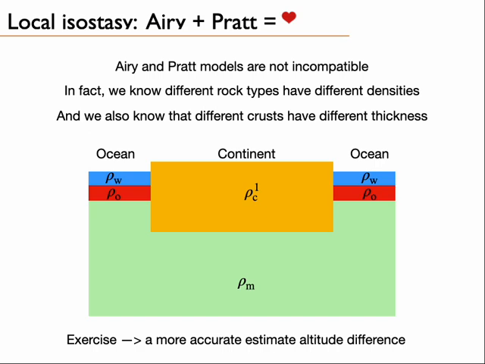These two models contrast, but they are not incompatible, because we do know that rock types have different densities, and we also know that the crustal thickness varies laterally on Earth. And what you will do in the exercise, you will use a combination of both of these models to create a more accurate estimate of the altitude difference between continents and oceans. So you will be using a combination of these two models.